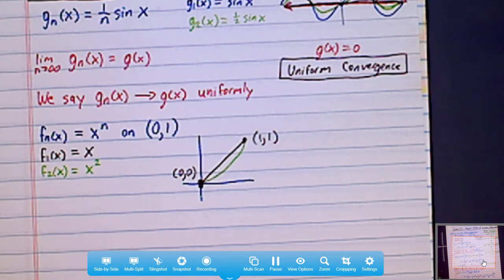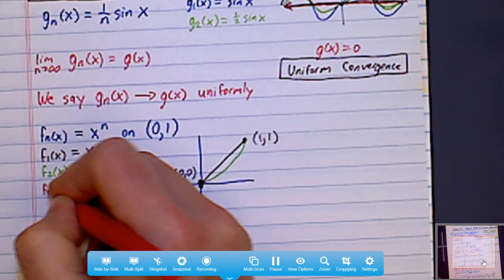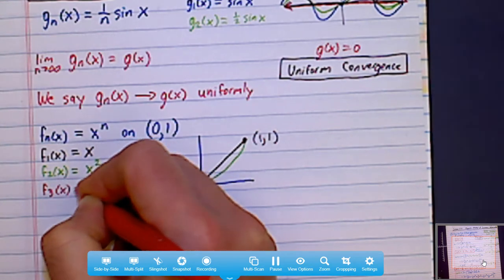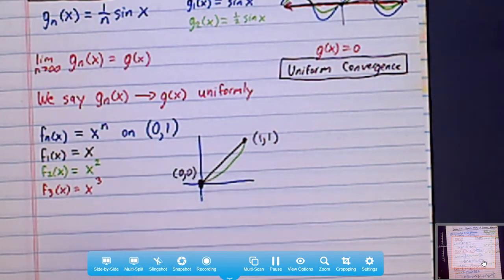Let's do another one. Let's do f3 of x, which is x cubed. I guess my question is, do you know what the graph looks like? Well, that's a cubic graph, I know that, but how about compared to these? Is it going to come out a little bit further and then more of a sharp turn up? Do you guys agree?